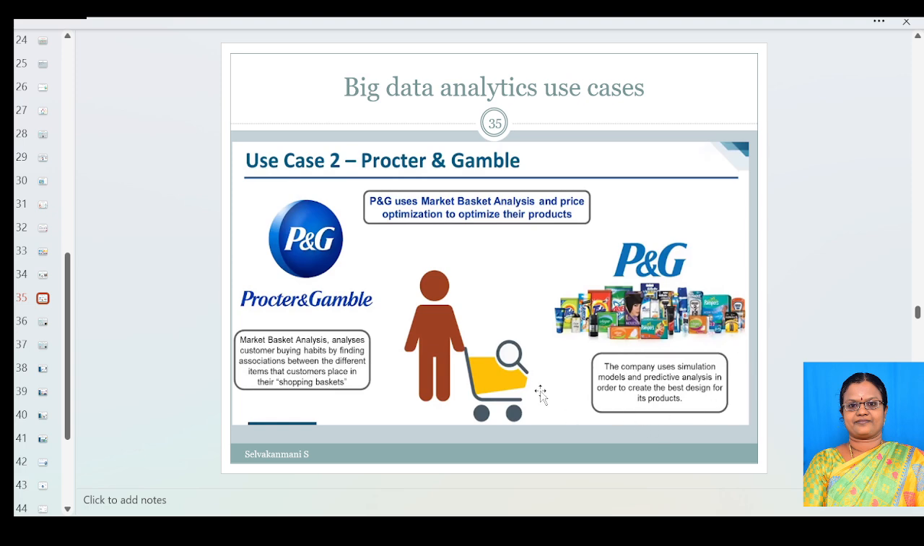Based on the amount of products being sold by this company, they made an analysis and found that these are the products which are being sold very frequently, and they started giving the best design or improvement to that particular product.